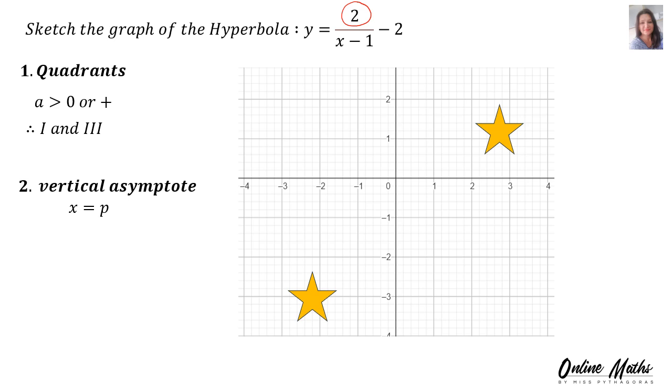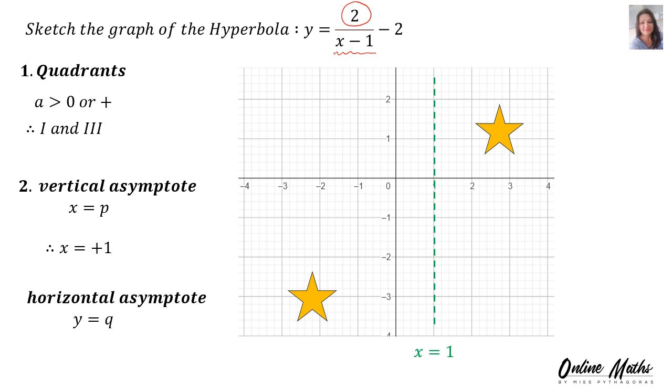The vertical asymptote, x is equal to p, is where you will find it. So you will say x minus 1 is equal to 0. Therefore, x is equal to 1. And there is your vertical asymptote, the line x is equal to 1. Horizontal asymptote, y is equal to q, which is this value over there. Therefore, y is equal to negative 2. And there is your horizontal asymptote, the line y is equal to negative 2.